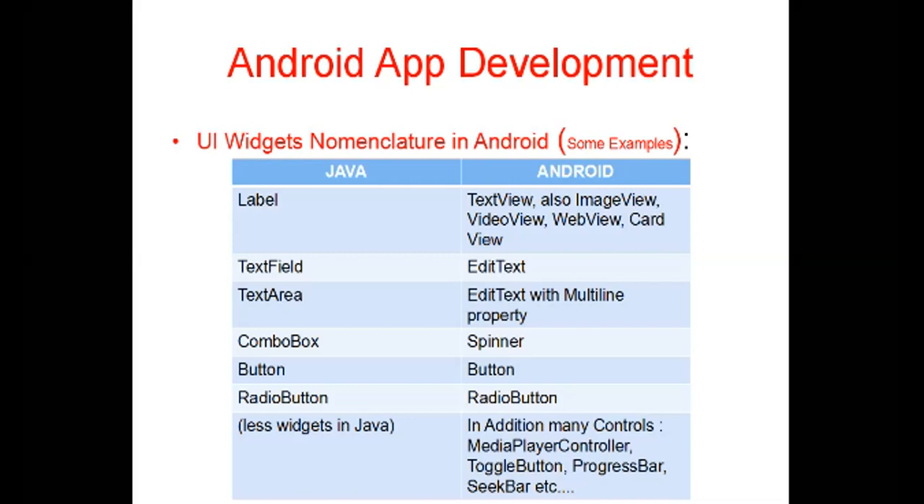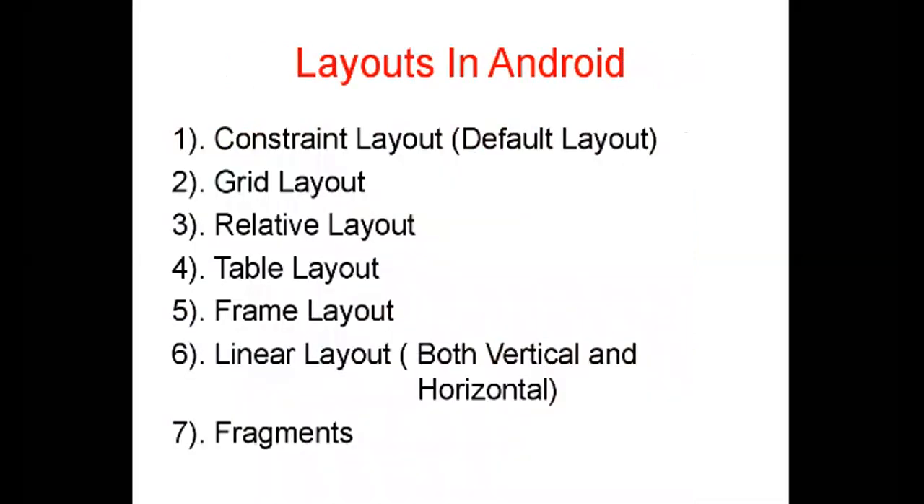Some of the things are the same. Button is button, radio button is radio button, like this. Progress bar is progress bar. But in addition, Android has so many controls like media player control, toggle button, seek bar, etc. So many controls are available, which I will show you in Android Studio also. And there are various layouts which are followed in Android, just like in Java. In Java, we have flow layout, border layout, normal layout, etc. Similarly, in Android, we have constraint layout, grid layout, relative layout, table layout, frame layout, linear layout, and fragments.